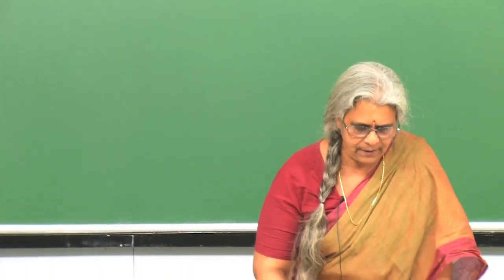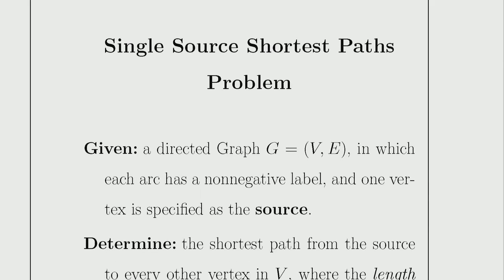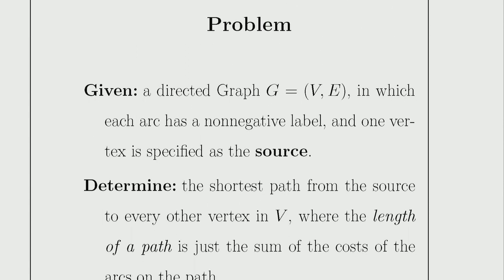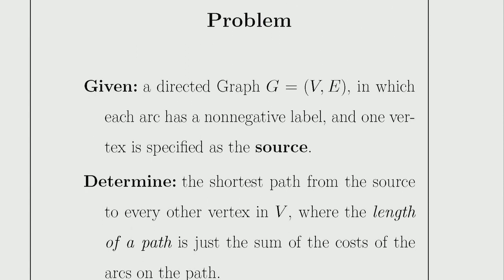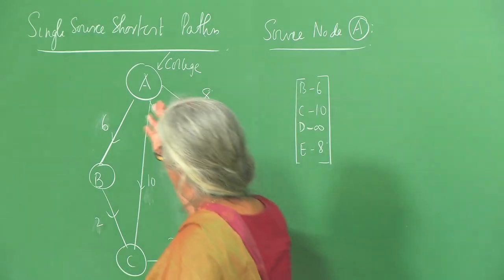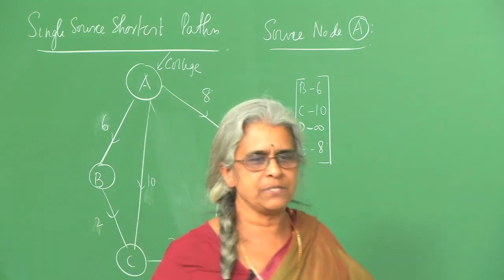To formally define this, we are given a directed graph G which consists of vertices and edges, in which each arc has a non-negative label. Why do we have a non-negative label? Because obviously there is going to be some positive cost in moving from one place to another. The conductor is not going to give you money for travelling by his bus, although maybe Chennai Transport should do it, but that is not what they will do. You have to pay a ticket, and the ticket is going to cost you some positive money.